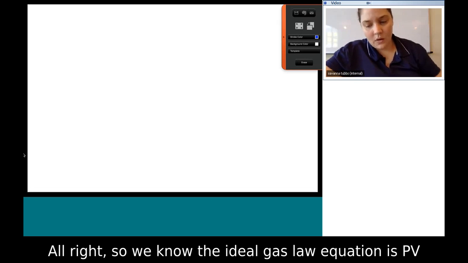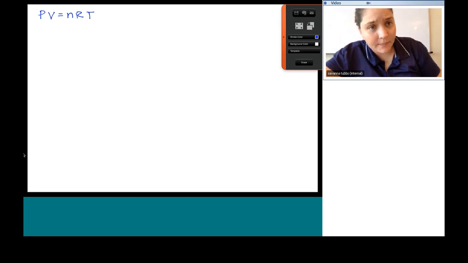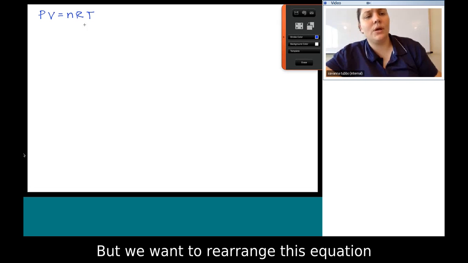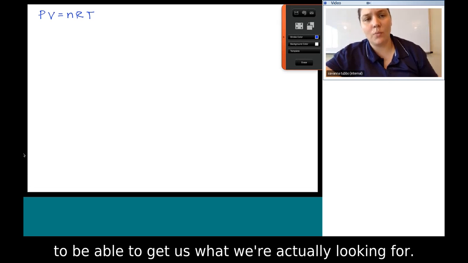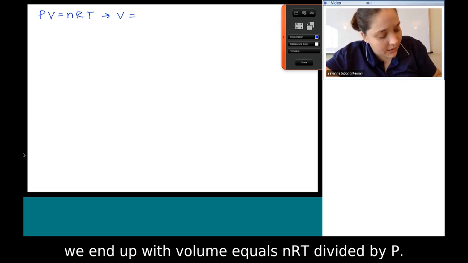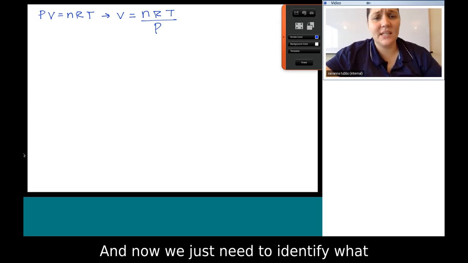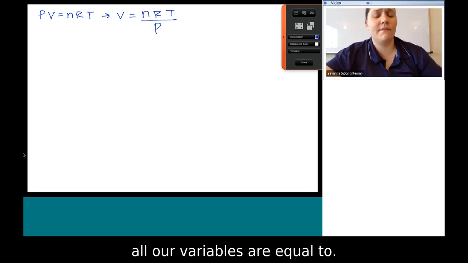All right. So we know the ideal gas law equation is PV equals nRT. But we want to rearrange this equation to get what we're actually looking for. By dividing by pressure to get volume by itself, we end up with volume equals nRT divided by P.